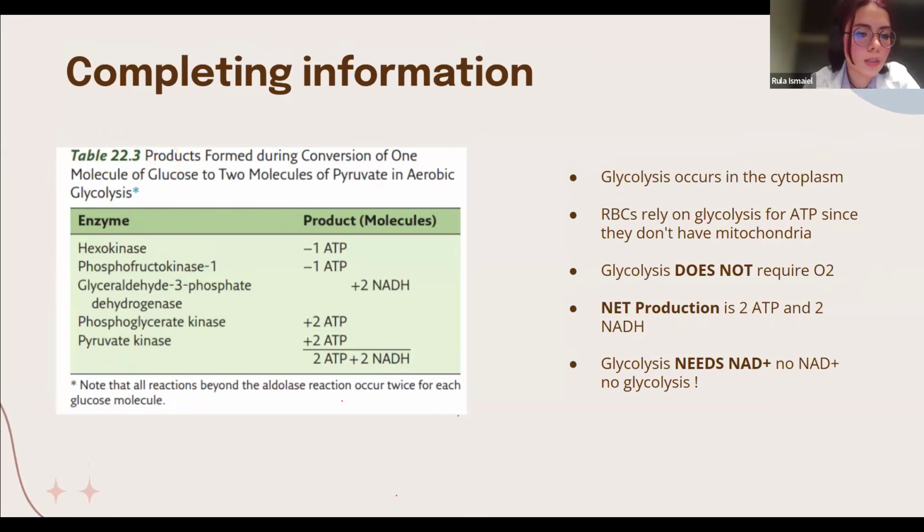Okay, I'm going to answer. You guys are taking too long. It's reaction 6. NAD+ is used in reaction 6.